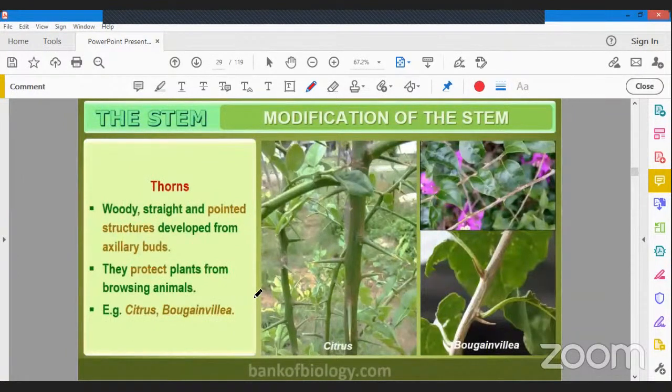Next we go to thorns. So what are thorns? Woody, straight and pointed structures developed from axillary buds are called thorns. Note that spines are different, thorns are different. They protect the plant from browsing animals. When some animal comes to eat it, it gives protection. Examples: citrus and bougainvillea. You may ask, sir, what about those in cactus? In cactus, they are spines. Leaves are modified into spines. Remember that. Leaves are modified into spines. Take down.